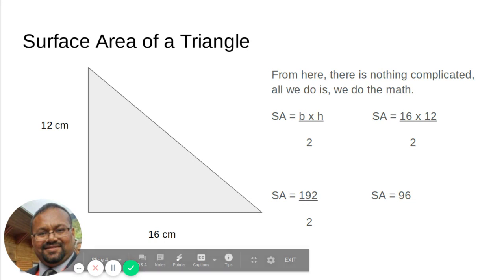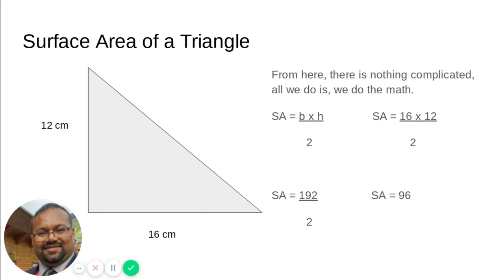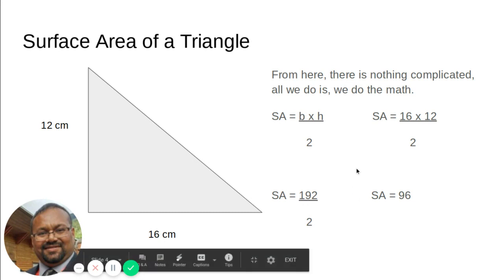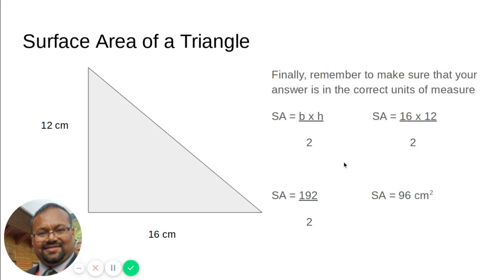Now remembering, what do we make sure that we do every time we do surface area or any type of math? I can't hear you. Right. We make sure that we are using the correct units of measure. And in this one, it's centimeters squared, not just centimeters.